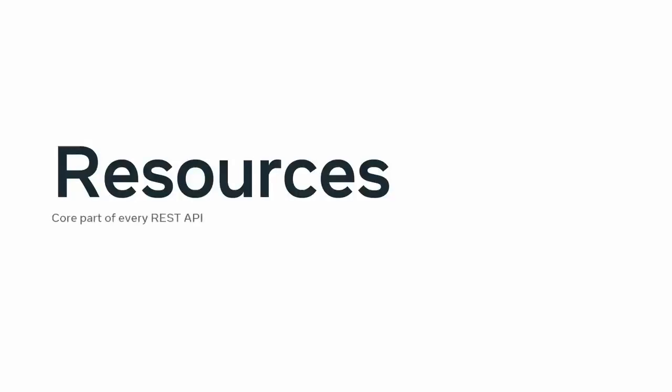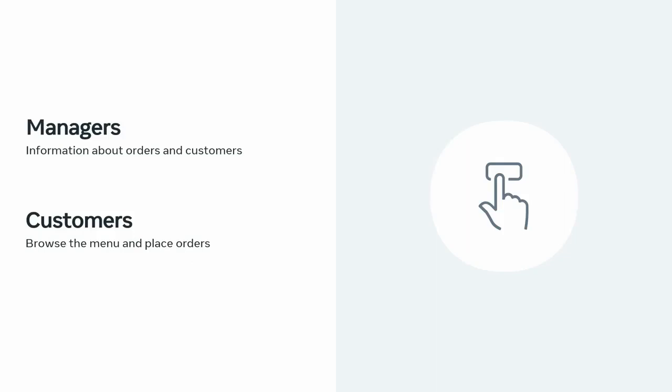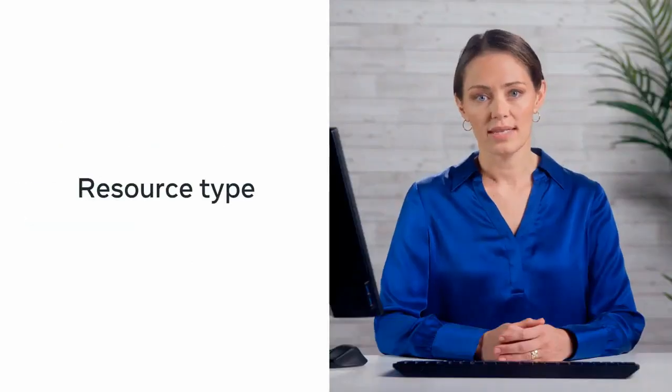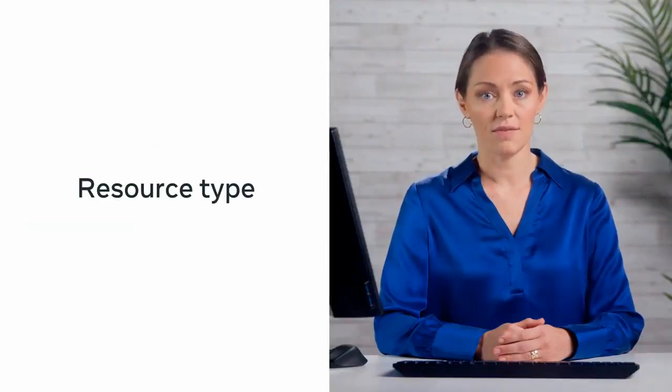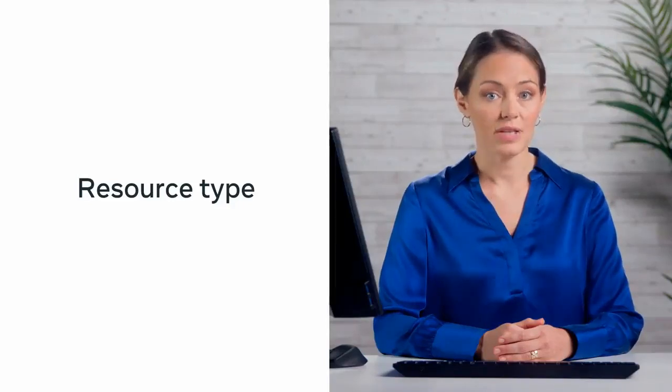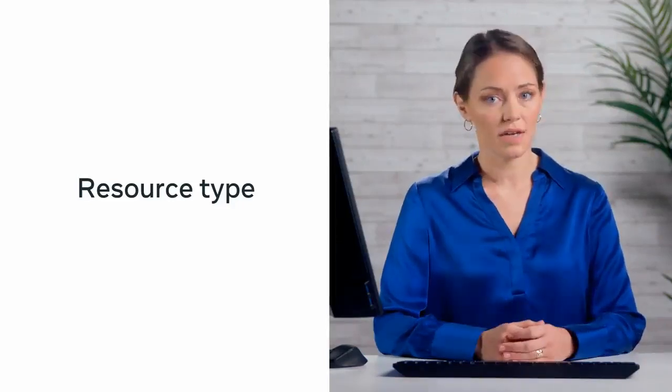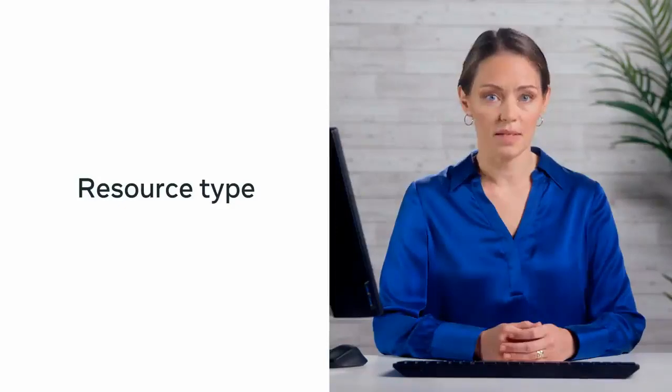Resources are a core part of every REST API, so it's important for you to become familiar with how APIs present resources. Say the Little Lemon restaurant has a mobile app, which can be used by customers and managers. Managers can use the app to get information about orders and customers, while the customers use this app to browse the menu and place orders. To support this, the app uses different APIs to fetch data from the server, and in each case, the resource type will be different. Let's explore a few examples.